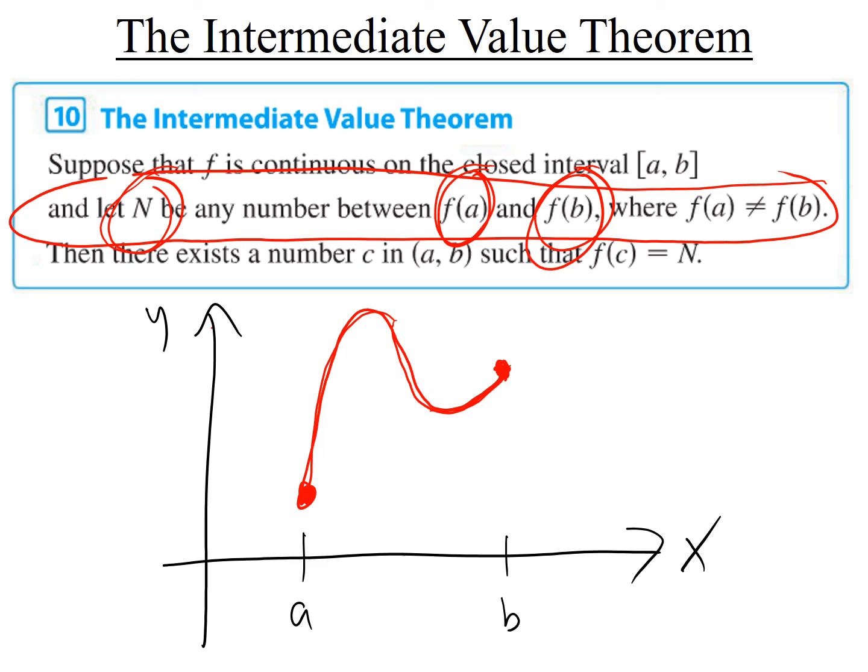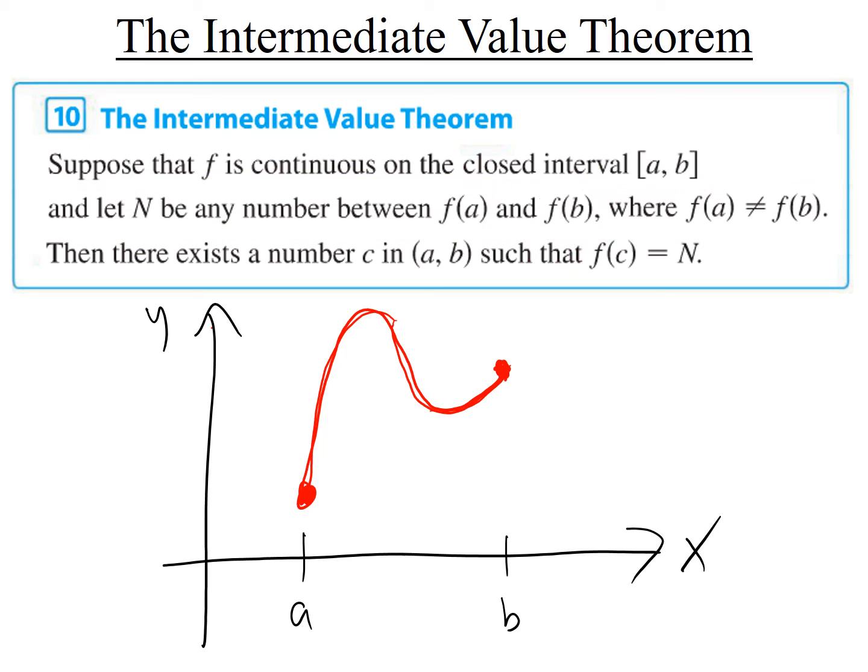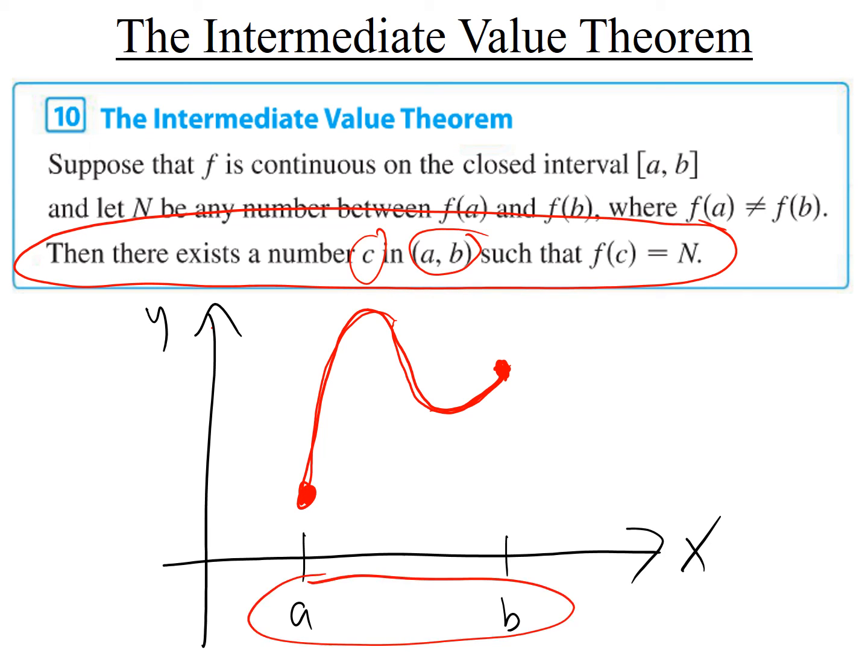Then we get the conclusion of the theorem, at the bottom. So the third sentence is the conclusion, and the conclusion has to do with inputs. Then there's a number C between A and B. Look, that says A and B. We're talking about inputs. There's a number C somewhere in between there that does something. Okay, so I want you to think of the structure of the theorem like that.